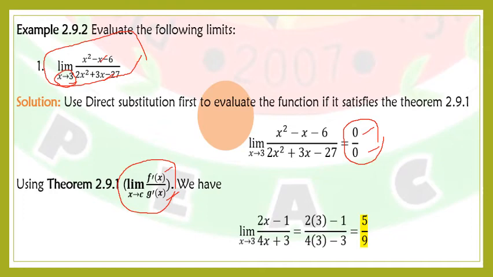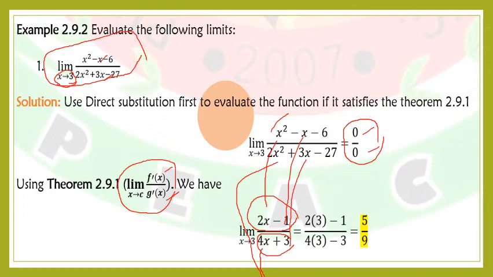So, we have the limit of 2x minus 1. Where did 2x minus 1 come from? That is the derivative of x squared minus x minus 6. The derivative of x squared is 2x, the derivative of x is 1, and the derivative of 6 is 0, so I did not write 0 here. And 4x plus 3 is the derivative of 2x squared plus 3x minus 27. The derivative of 2x squared is 4x, and the derivative of 3x is 3.